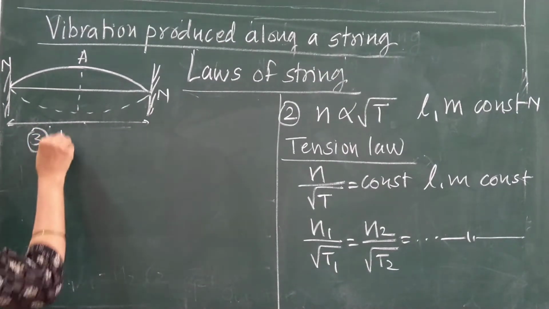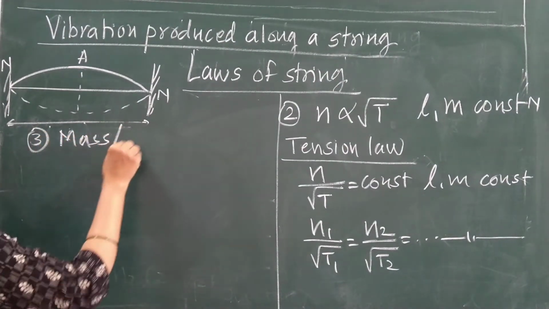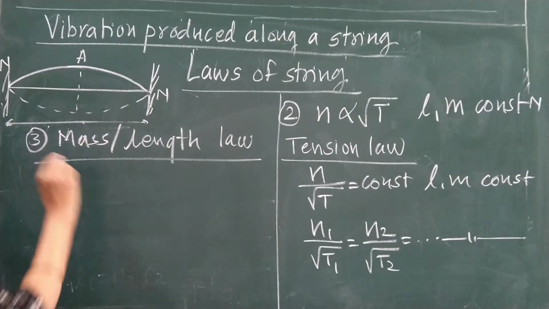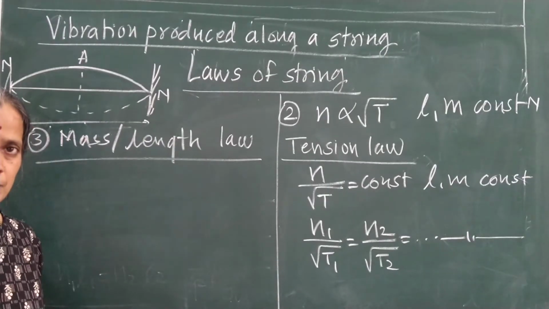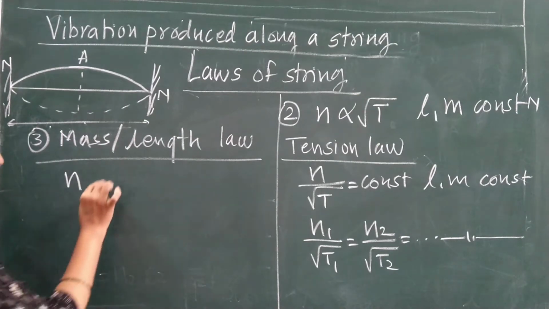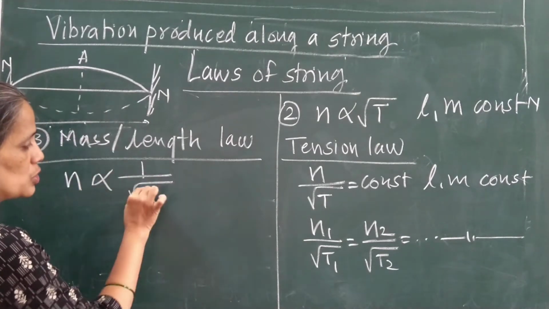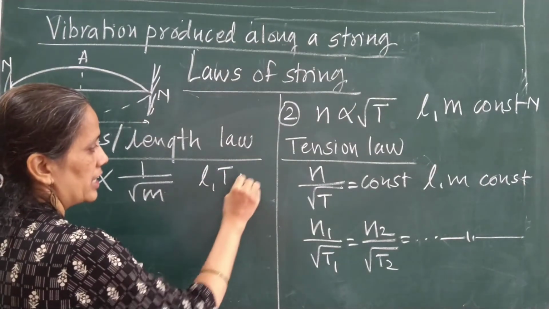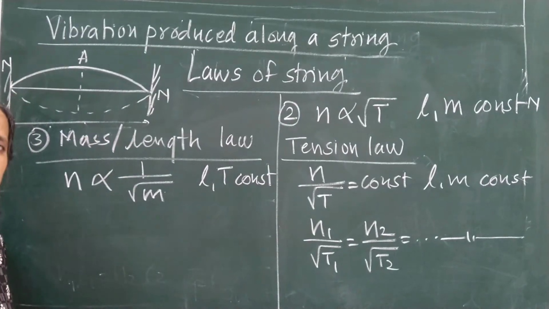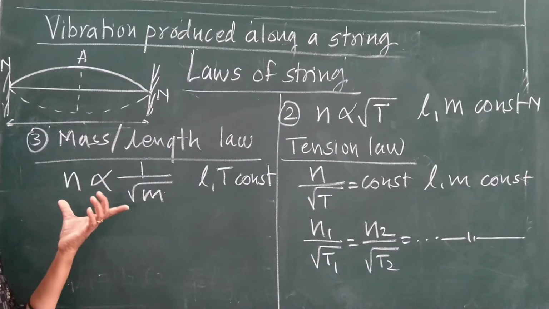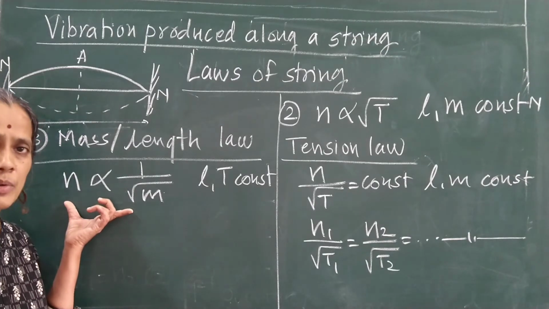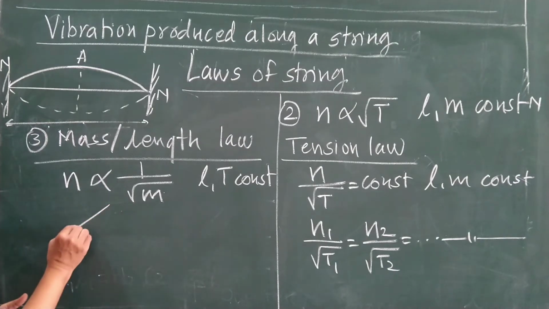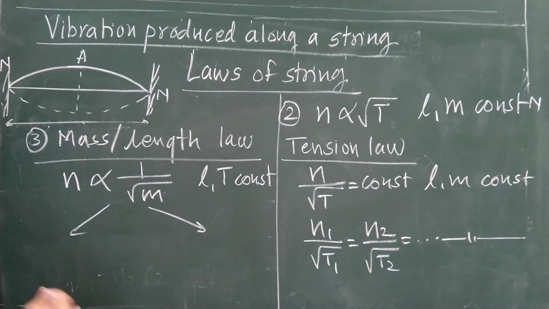So the third law is nothing but the mass per unit length law, or it is also called the linear density law. So what is the linear density law? Frequency is inversely proportional to the square root of mass per unit length, provided that vibrating length and tension remain constant. So this is called the linear density law, or the mass per unit length law. Now this same law I can bifurcate into two. From this same law I can derive two more laws.